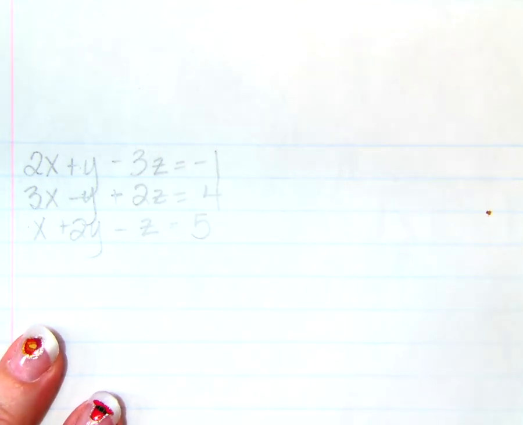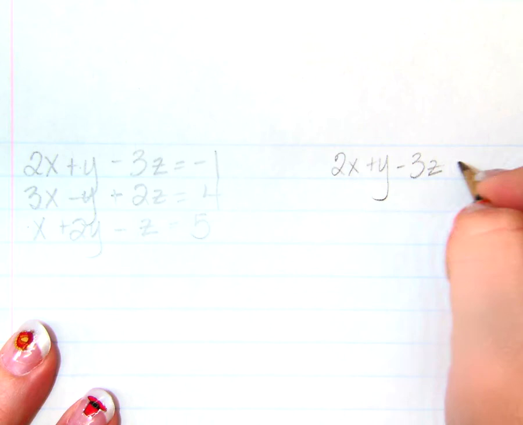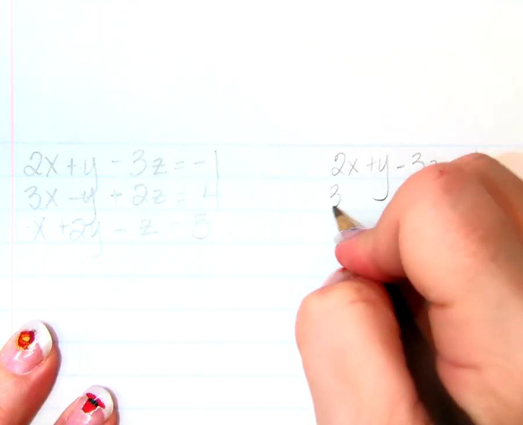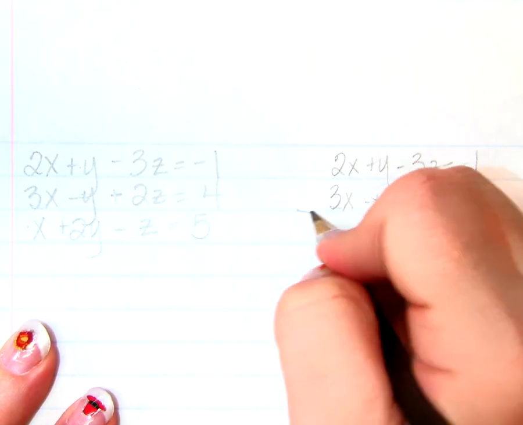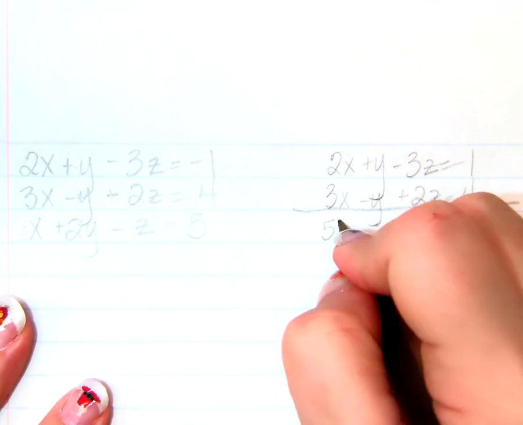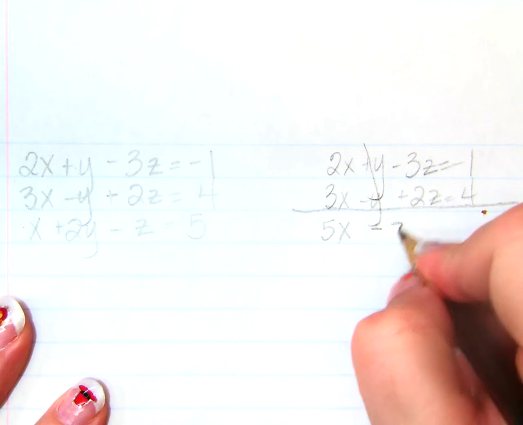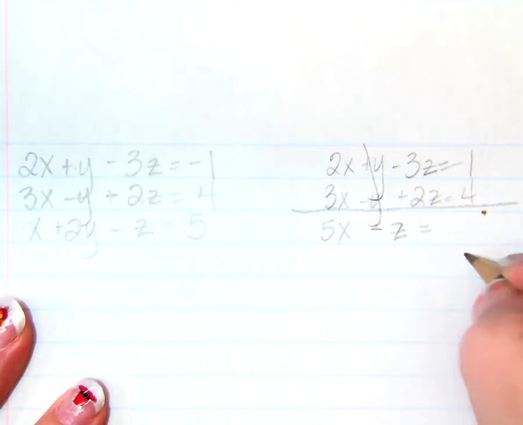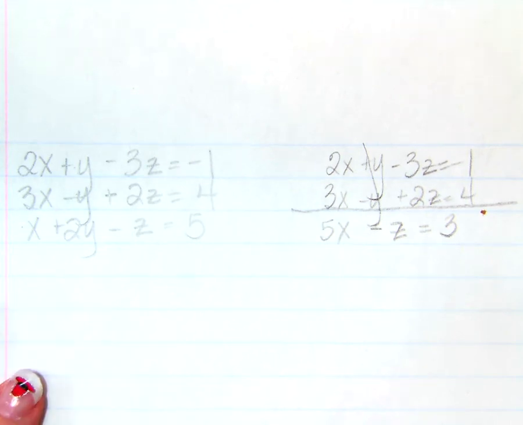All right? The first thing we're going to do to cancel out the y's is combine the top two equations, right? So if we have 2x plus y minus 3z equals negative 1, and 3x minus y plus 2z equals 4, what do I get when I combine those two equations? 5x, that's 0, minus z equals 3. Okay so far? Is it okay? Okay. Now what?